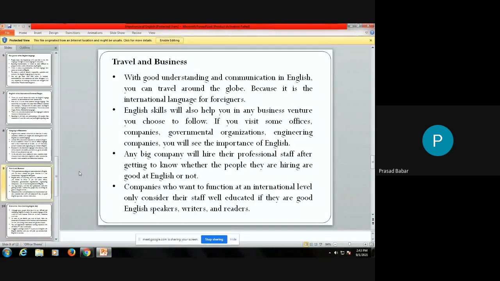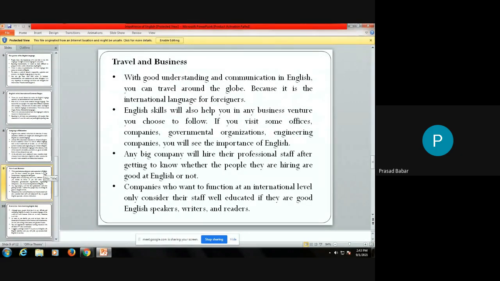There are many business related programs, and if you have English skills, it will help you to choose and follow them. If you visit some offices, companies, governmental organizations, or engineering companies, you will see the importance of English.